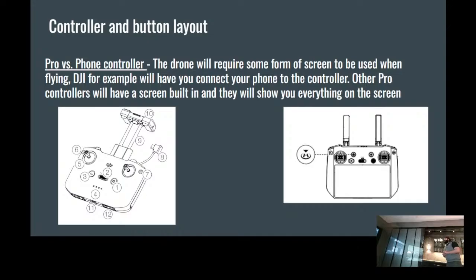Now, the only downside is that your phone's on there. So if you want to look at text or calls or anything else, you really can't do that while you're flying. On the flip side, with the pro controller, it takes battery very quickly, so it does run out of charge faster than normal. However, everything's built into the screen, so you can just see what you're flying and see what you're seeing through the drone.